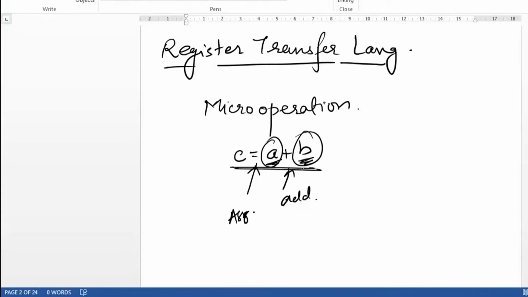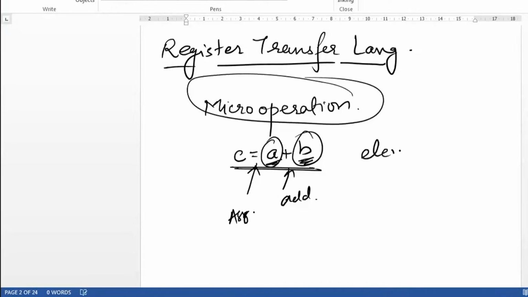So whenever I carry out any operation on the data that is stored in the register, I call it a micro operation. Okay. So this micro operation is also termed as elementary operation, basic operation. Okay, whatever data is stored on the register, you're carrying out some operations on those registers, and that is known as micro operation.